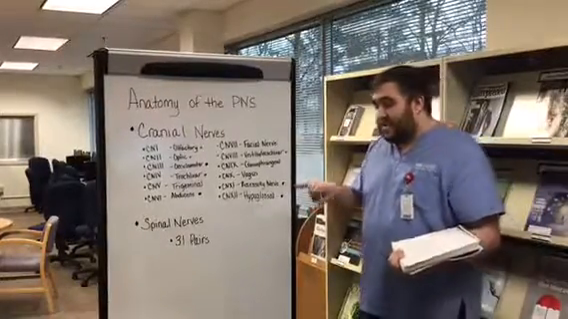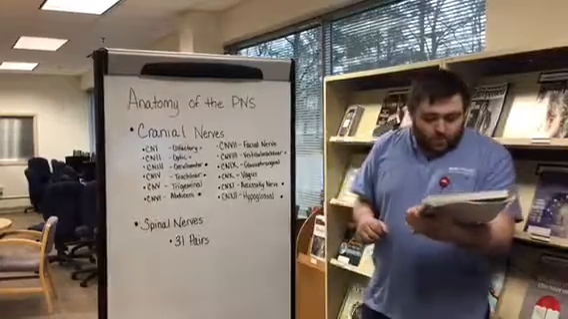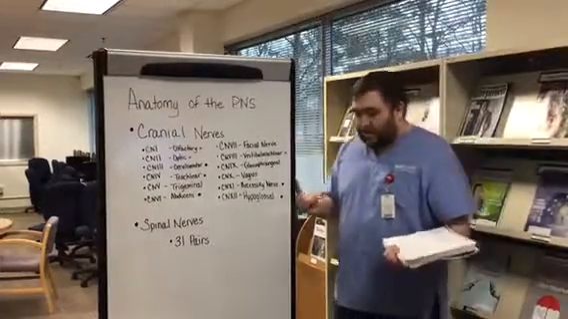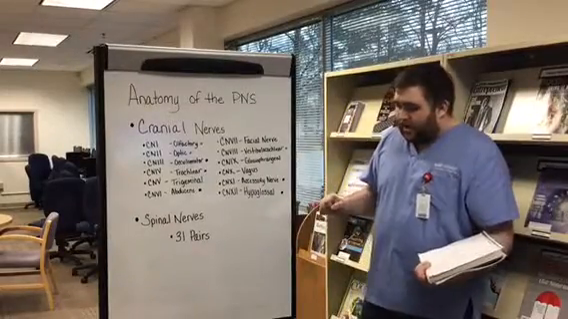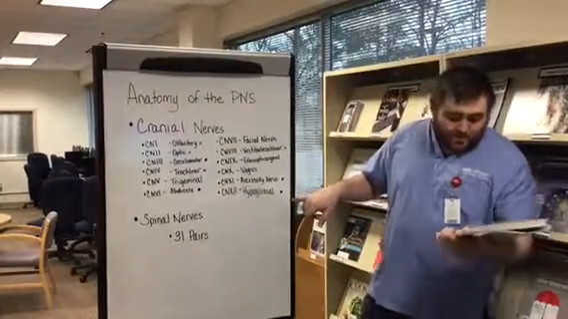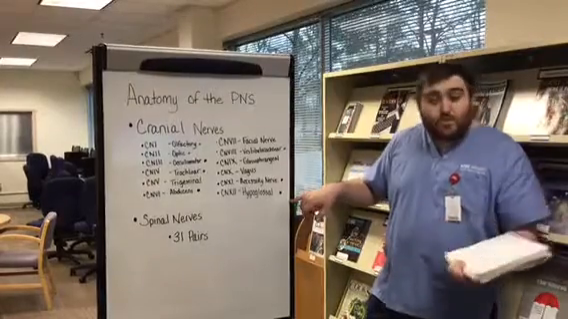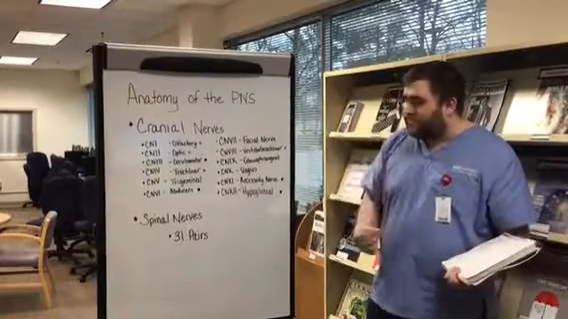Cranial nerve 11 is the accessory nerve, which is a motor nerve, but it's kind of like an in-between nerve. Cranial nerve 12 is the hypoglossal, which is another motor nerve, and it helps with speech.